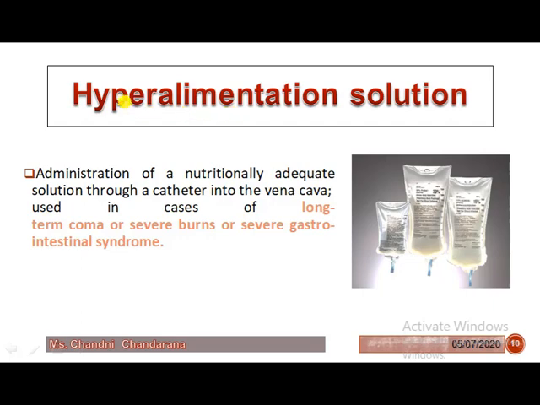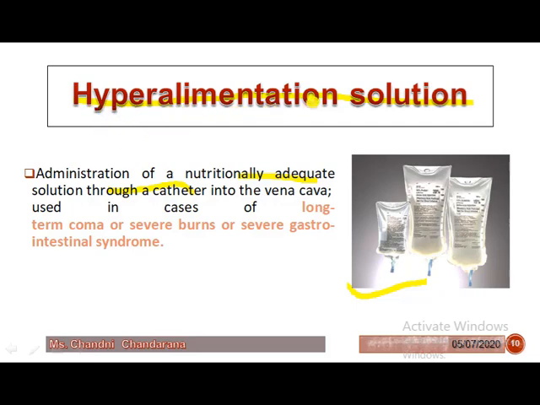Now the first one is hyperalimentation solutions. What are hyperalimentation solutions and when can we give them? It is the administration of a nutritionally adequate solution through a catheter. A catheter is a type of tube which will flow the fluids into a vena cava. In which cases do we have to use hyperalimentation, this kind of large volume parenteral?